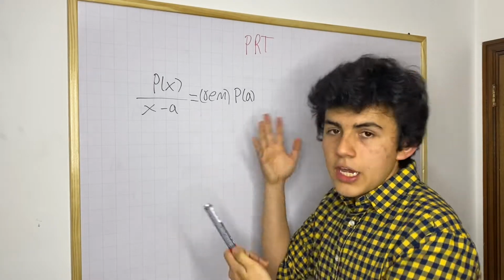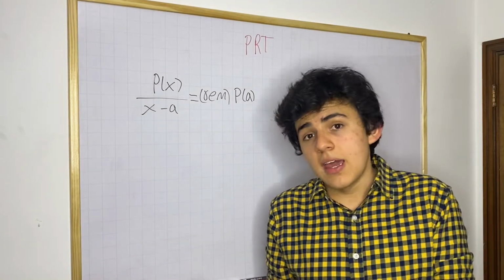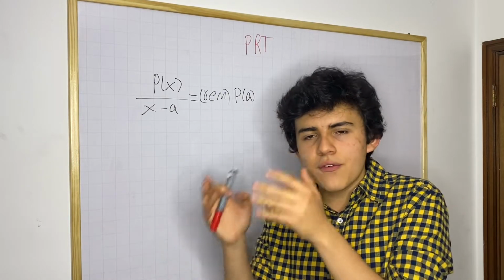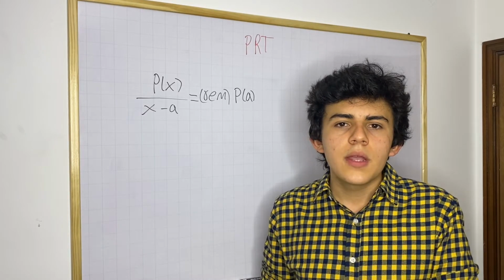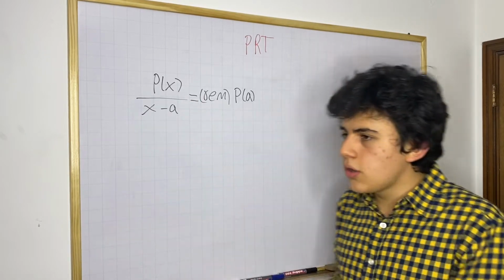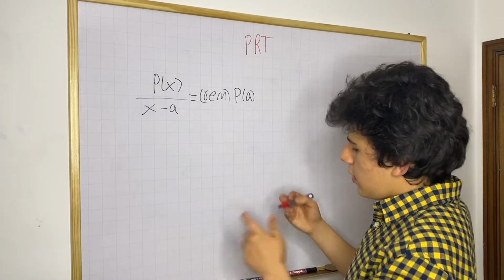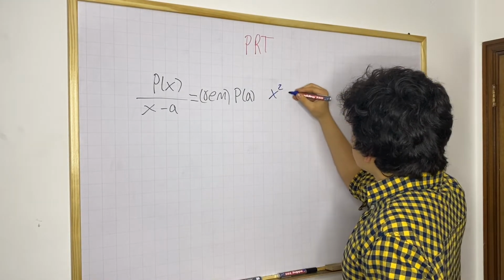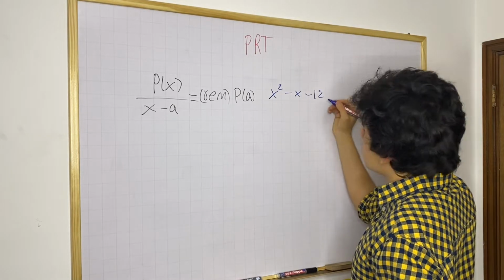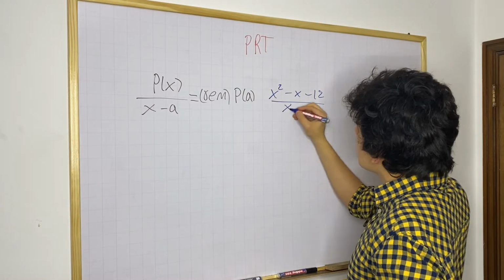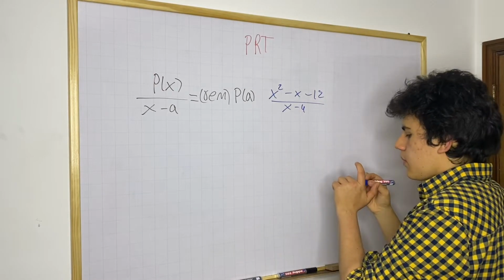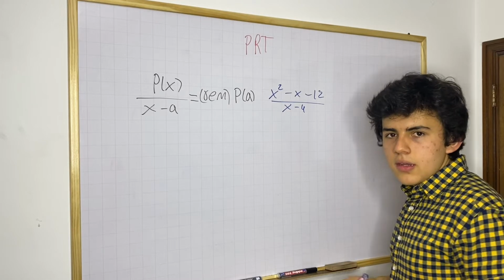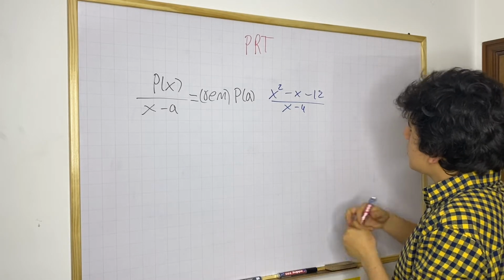It's a pretty simple theorem that exists in math. Now, one of the applications of this theorem, of course, is to find the factors, or you could say the perfect factors, of a polynomial. So let me show you what I mean by that. For example, let's suppose I have x squared minus x minus 12, and I'm going to divide this by x minus 4.